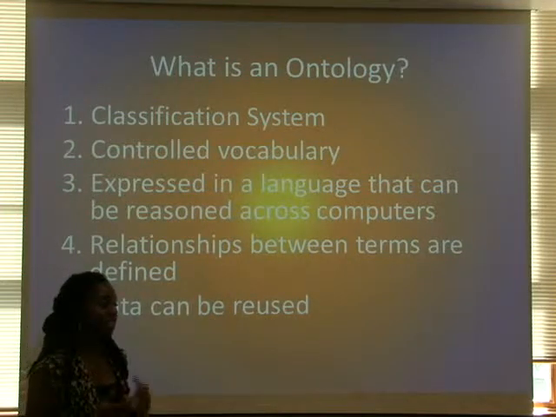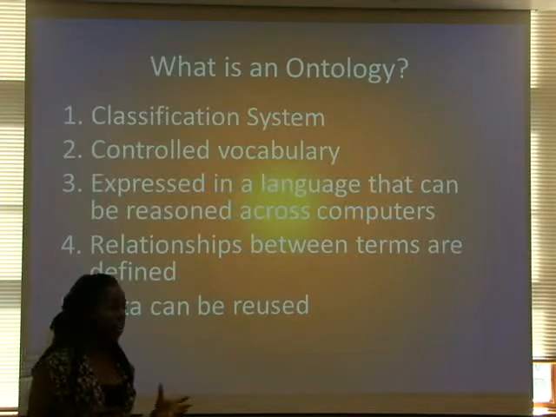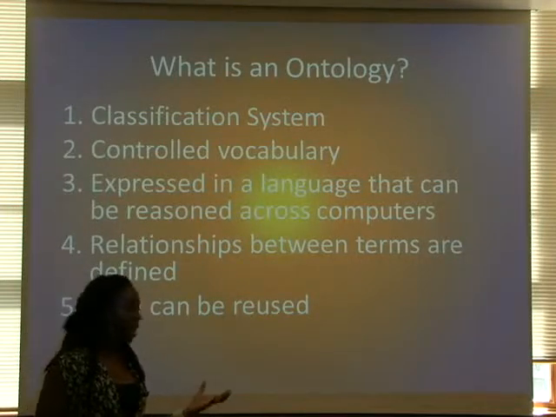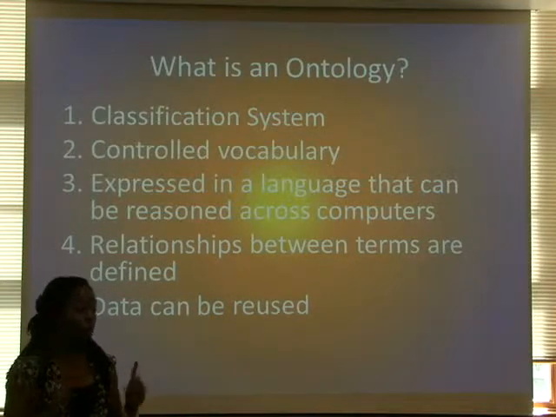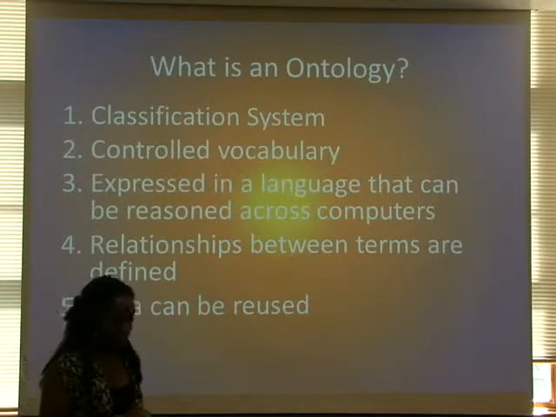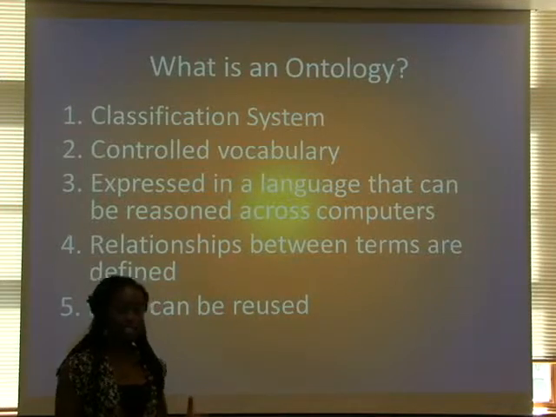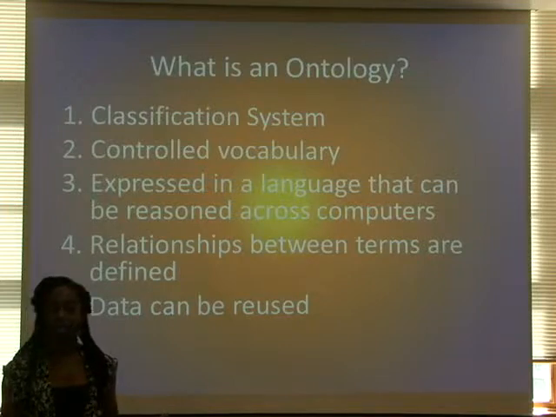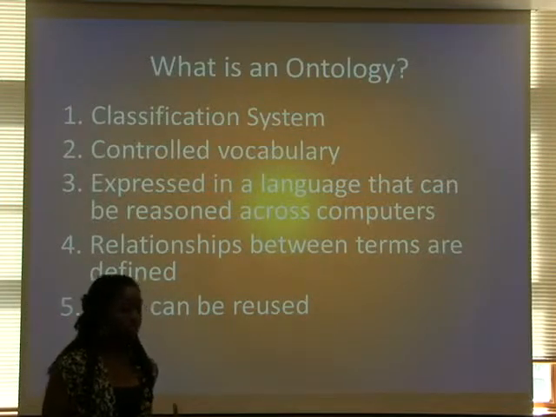An ontology is a classification system. It can pretty much be about any idea or concept you want it to be. It has a controlled vocabulary. You know the saying, there's like 1,000 ways to say one thing. Well, an ontology makes one way to say that one thing and keeps it unanimous throughout. It's expressed in a language that can be reasoned across by computers. So in ontologies, your terms are given IDs or numbers, and the computers can automatically recognize those IDs between each other. And the relationships between terms are defined.